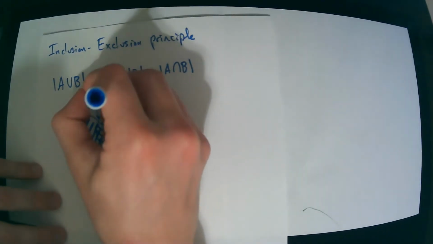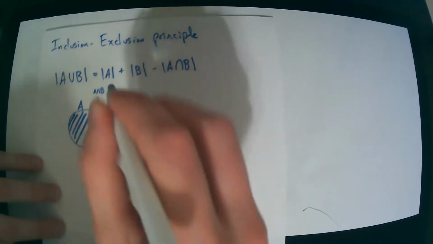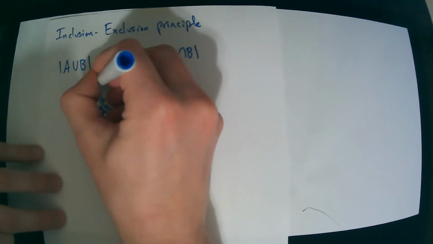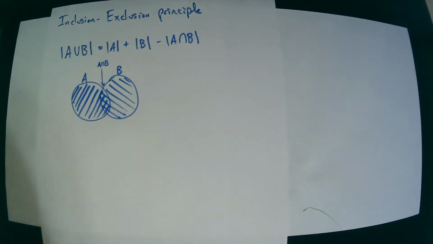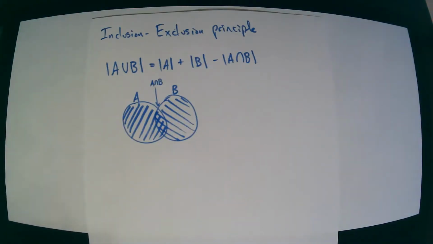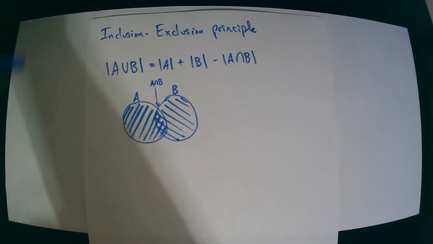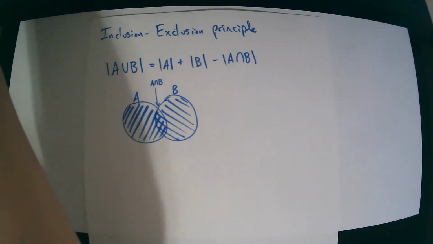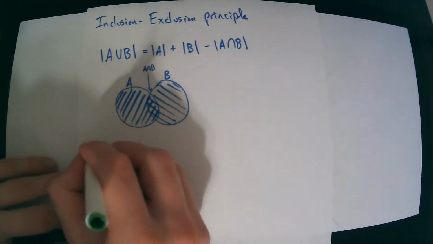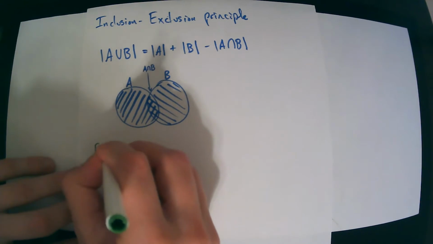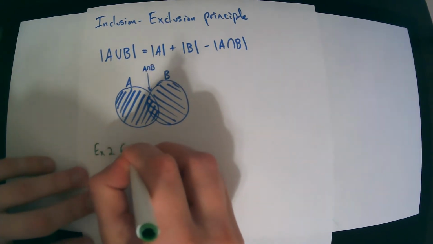So this right there, that's A intersect B, of course. We know that symbol, and what that means. It's A intersect B right there. So as an example, I could use example 2 from section 2.3. I'll alter it a little bit. So this is example 2 from 2.3.